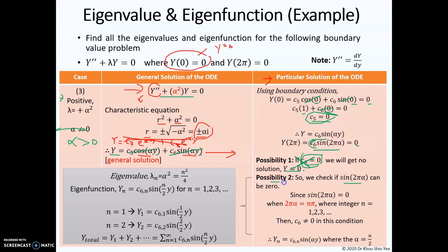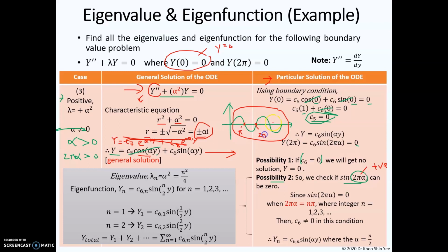Let's continue with the second possibility here. Let's look at this term. You have 2 pi alpha, and you know alpha is greater than 0. So 2 pi alpha will be greater than 0 as well. It means that this term is positive, and you are going to compute sine of a positive value. From the sine graph here, sine of a positive value is within this region. And you found that the sine of 2 pi alpha here is equal to 0 at pi, 2 pi, 3 pi, and so on.